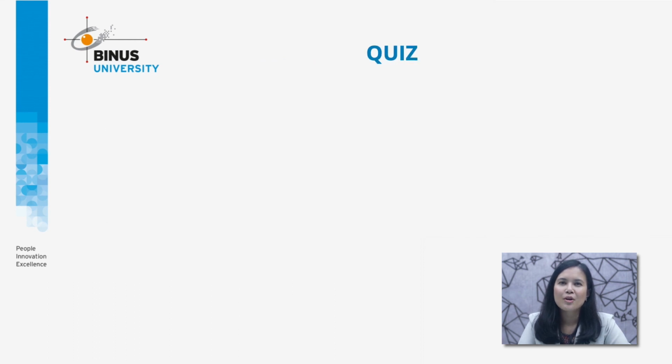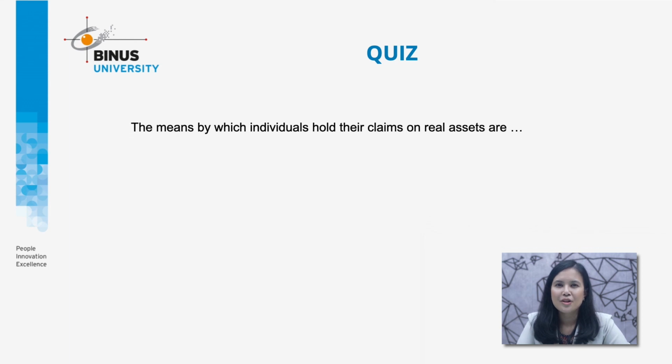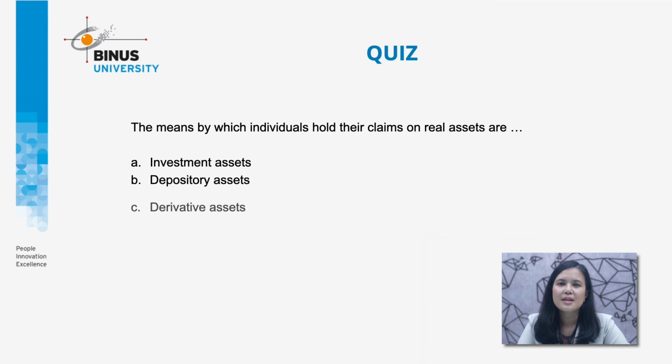Okay, we have a quiz for this material. The means by which individuals hold their claims on real assets are: A, investment assets; B, depository assets; C, derivative assets; and D, financial assets.